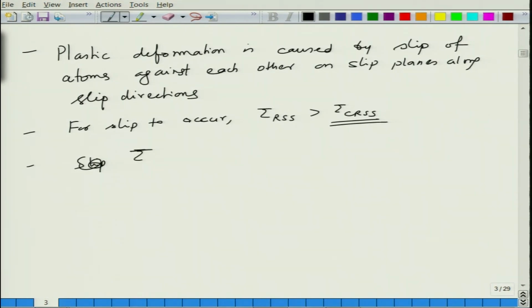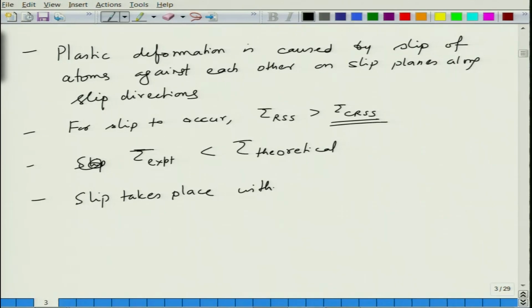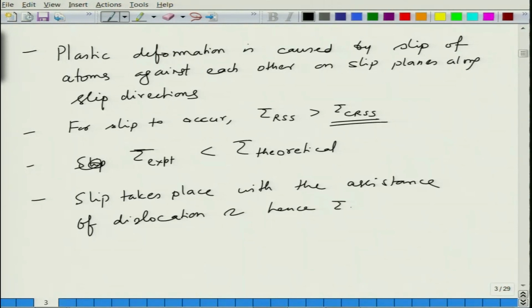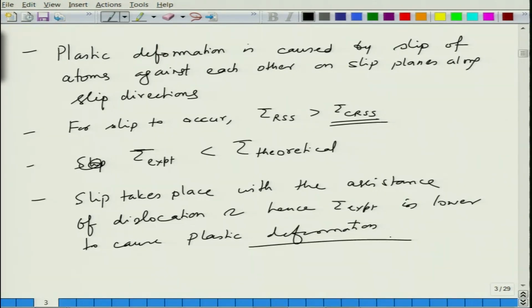Now that you fulfill these two conditions, the value of experimental stress is lower than the value of theoretical stress, and this is because slip takes place with the assistance of dislocations. So, because of dislocations, tau experimental is lower to cause plastic deformation. So, this is sort of a summary of what we have done over the past few lectures.